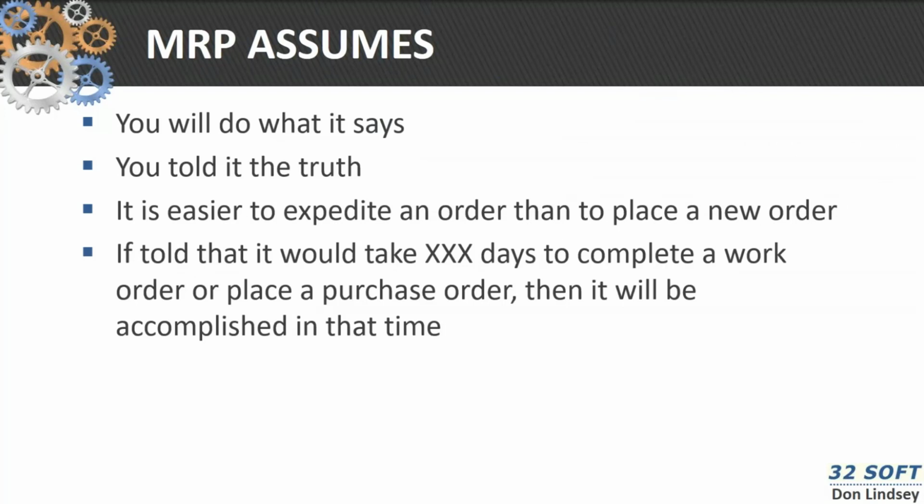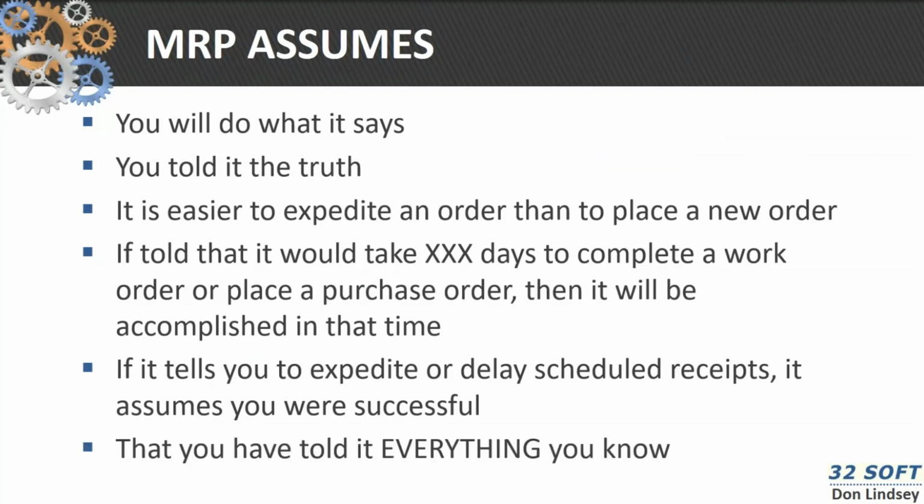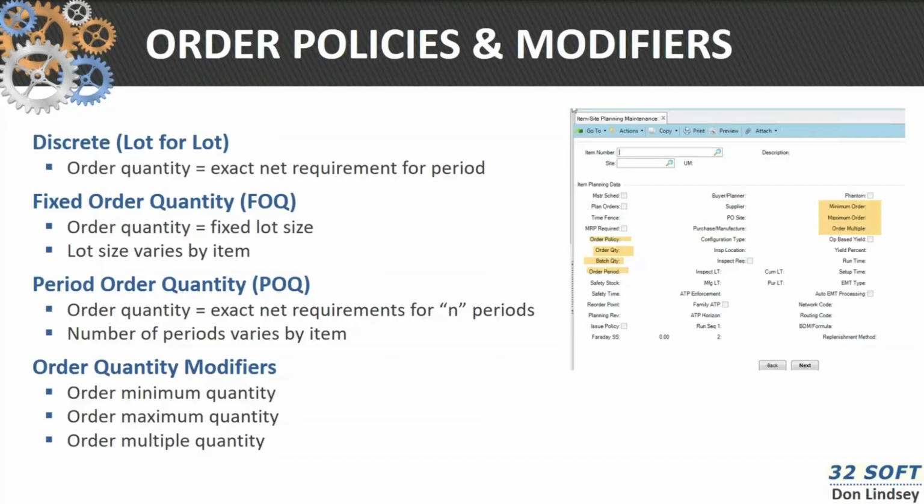And if you told MRP it's going to take a number of days to place an order or complete a work order, it assumes it's going to be done in that time. It tells you to expedite and delay, and if it tells you that, it assumes you're successful with that. And then finally, one of my old supply chain managers used to tell me, have you told MRP everything you know? If you haven't, then you need to make sure that MRP knows it.